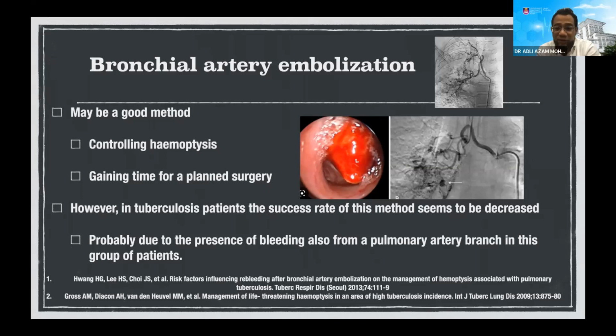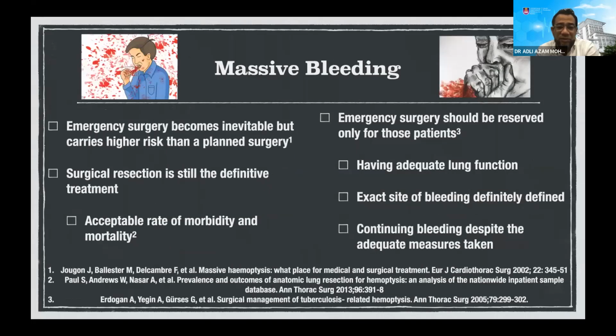probably due to the presence of bleeding also from the pulmonary artery branch in this group of patients, and we know the pulmonary artery branch is not normal anatomy due to inflammation, as we discussed in aspergilloma and cavitary lesion just now. And in massive bleeding, emergency surgery becomes inevitable but carries higher risk than a planned surgery, as we discussed just now. Surgical resection is still the definitive treatment with acceptable rates of morbidity and mortality in selected patients, and should only be reserved for patients with adequate lung function.